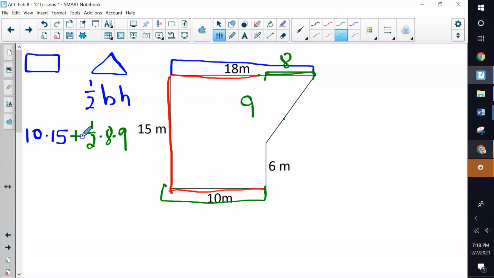And then we're going to add these together when we're finished. So we work it all out. There's 150 over here. This is 4. 4 times 9 is 36. So we put these together. Once we have the numbers written out, it's pretty easy.